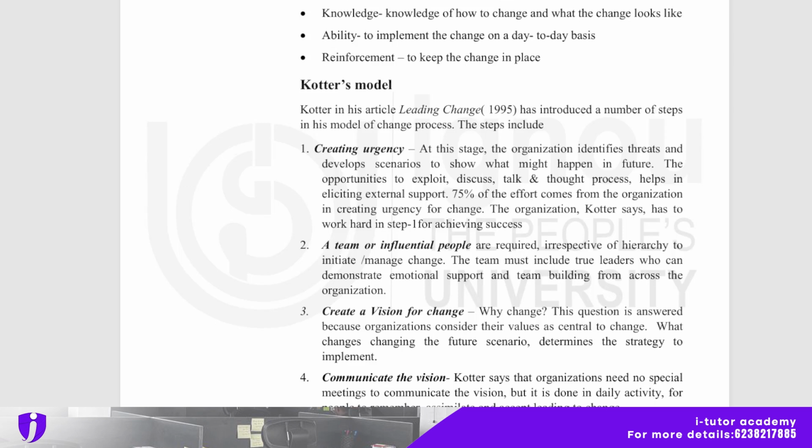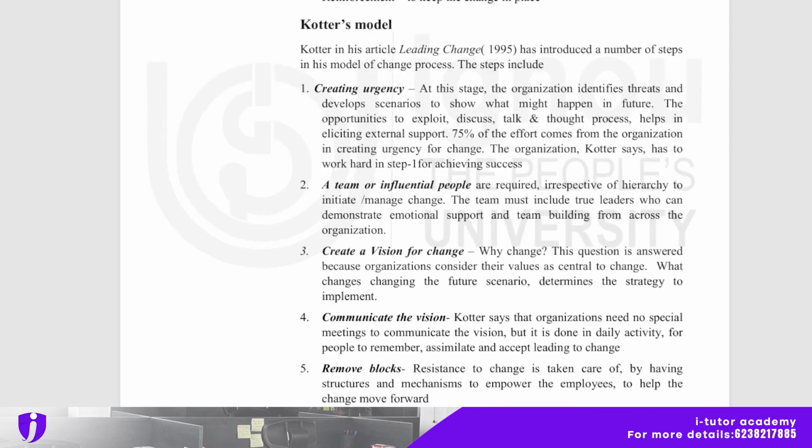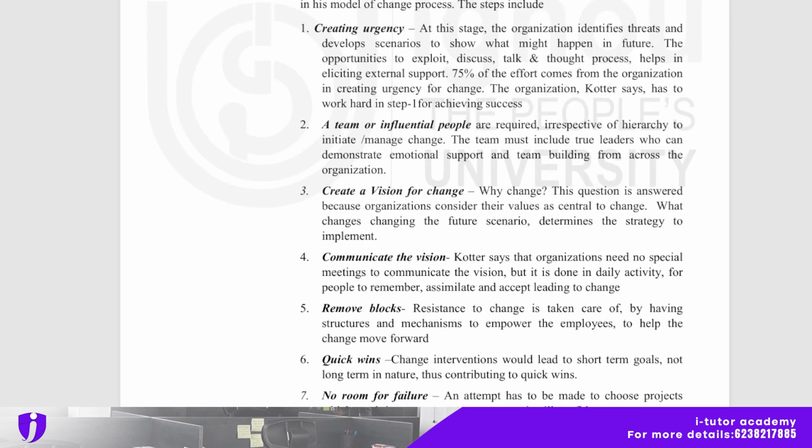The opportunities to exploit, discussion, talk and thought process help in eliciting external support. 75% of the effort comes from the organization in creating urgency for change. The organization, Kotter says, has to work hard in step 1 for achieving success. And next, a team of influential people is required, irrespective of hierarchy, to initiate or manage change. The team must include true leaders who can demonstrate emotional support and team building from across the organization.